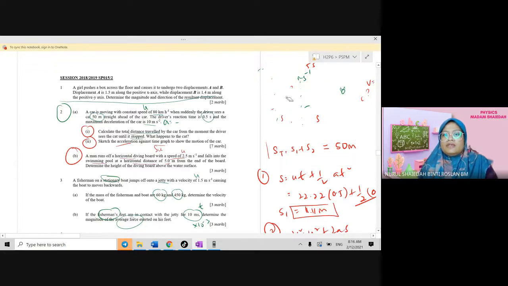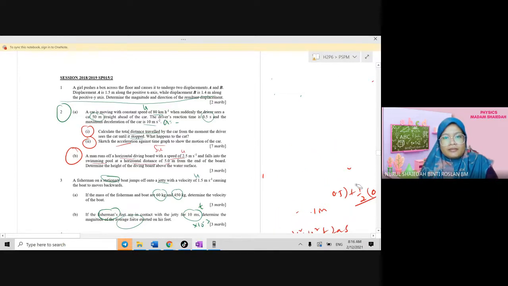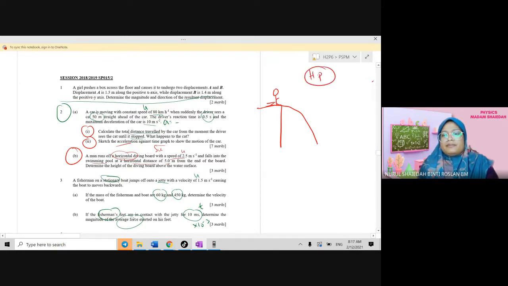Okay, ini adalah case free fall. Kenapa free fall? Sebab tak ada angle. And free fall ke horizontal? Horizontal. Ya, baca balik. Sebab dia tak ada perkataan horizontal kan. So diving ni dia nak jatuh. Man run off horizontally. Free fall pula horizontal, sorry. Ni adalah case horizontal sebab dia kata dia diving horizontally. So ini adalah case horizontal projectile.